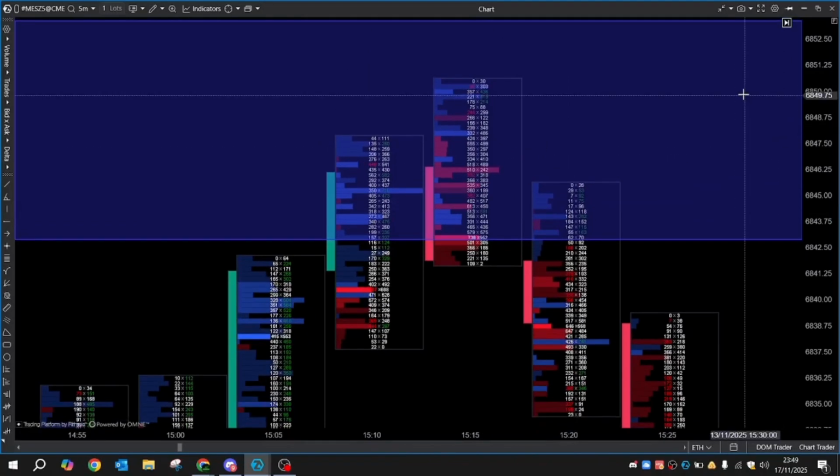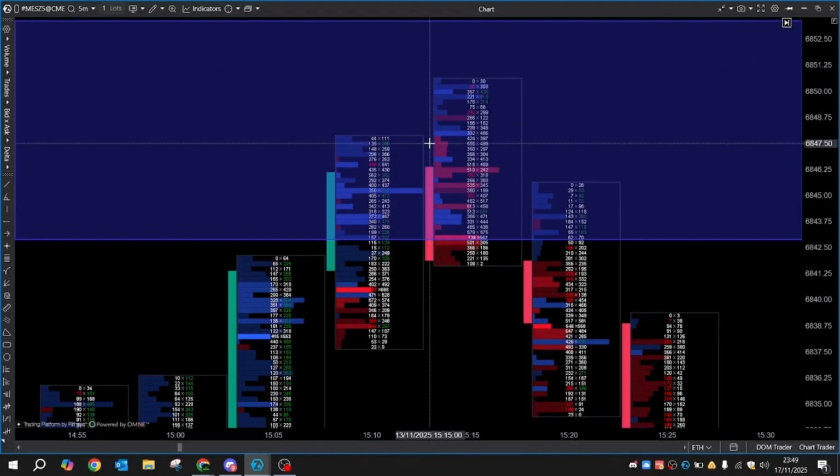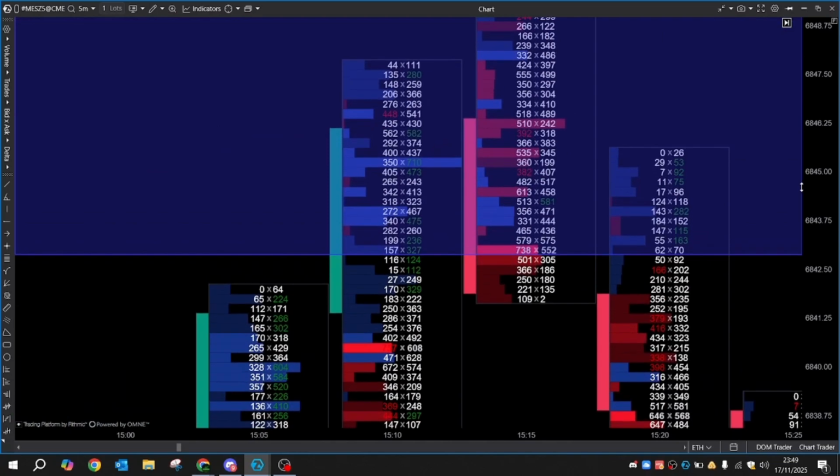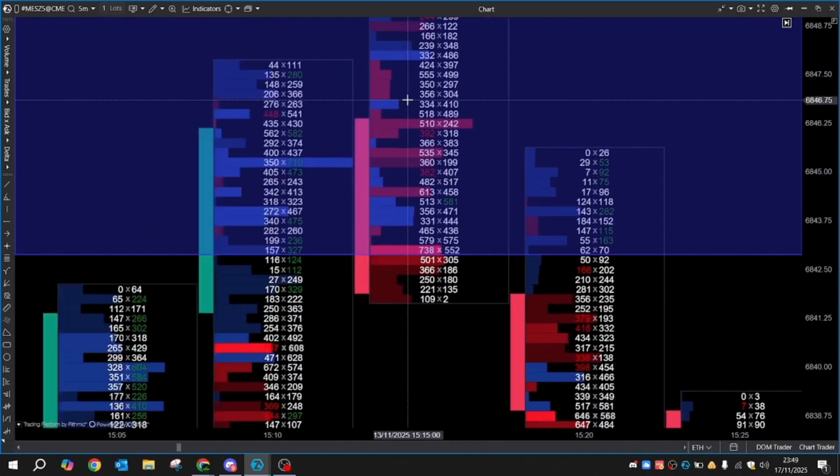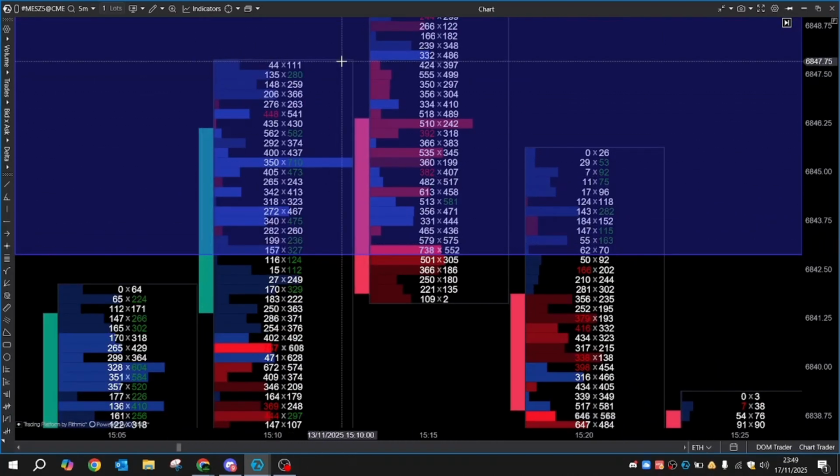Coming into this level, 68.50 was a huge area of resistance on that day, and it was a fantastic level throughout the whole of November. But looking at it strategically, from this first initial candle in, we can see tons of aggressive buyers, right? The blue delta is overwhelming: 44 for 111, 350 for 710, 272 for 467, 157 for 327. We see a lot of blue delta, right? Delta, again, is the right number minus the left number.